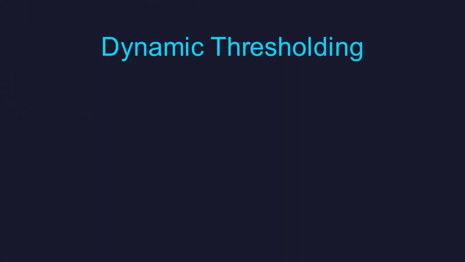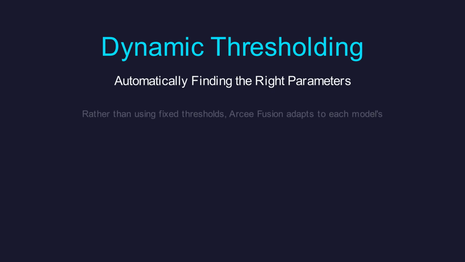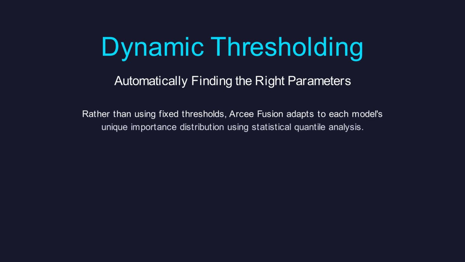Of course, we can't come up with a general value that would work across all Fusion jobs. We need to find the threshold for this particular job, for this base model and this fine-tuned model. So we have what we call dynamic thresholding. So let's see how we can find what those thresholds are.